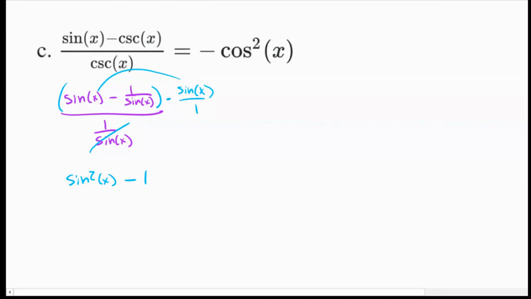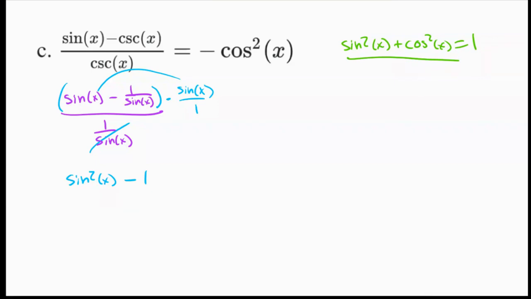So now the next step sometimes gets a little bit tricky. One thing that we should know is that we have this Pythagorean trig identity, sine squared plus cosine squared equals 1. Now, I see this sine squared, I see this 1, and so I'm going to look at this and try and figure out how I can use this identity to help me simplify this blue expression that I have.